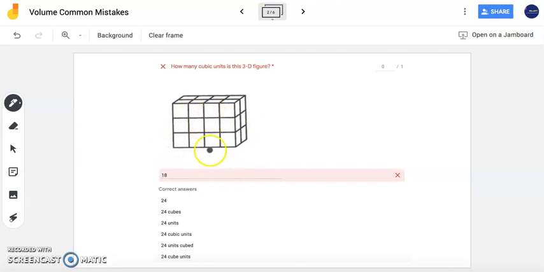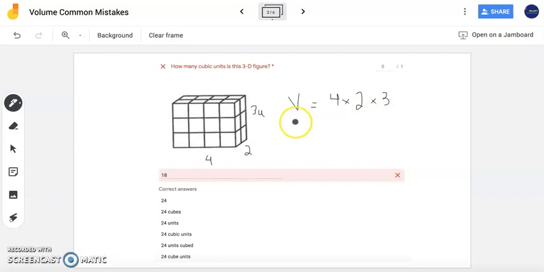So even though you can't see all of the cubes inside that create this rectangular prism, that's why you have to identify the length, the width, and the height first. So my length here is 1, 2, 3, 4 units. My width is 2 units. And my height here is 3 units. So now all I'm going to do is 4 times 2 times 3. That's all you're doing.